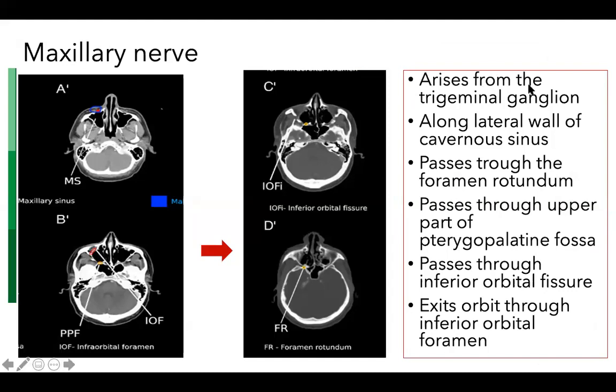The maxillary nerve arises from the trigeminal ganglion, travels along the lateral wall of the cavernous sinus, passes through the foramen rotundum, which is just superior to this area, then passes through the upper part of the pterygopalatine fossa, which is here, then passes through the inferior orbital fissure, which is this one, and then exits the orbit through the inferior orbital foramen. So this is how it travels. The nerve travels through here and then comes out in this area.